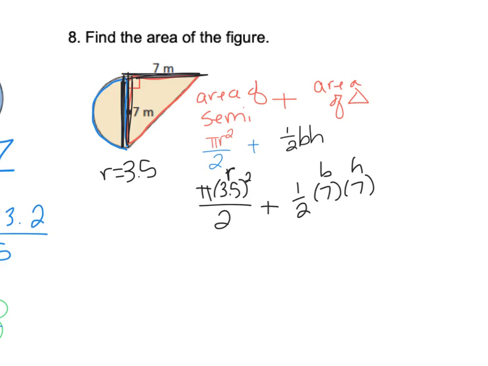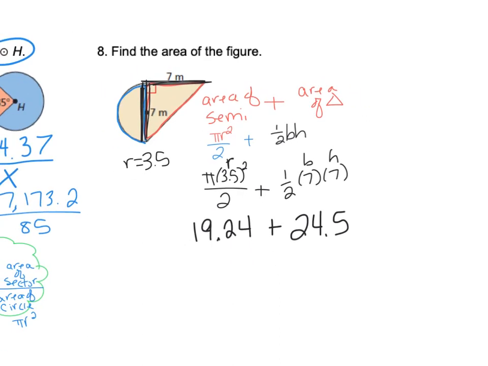Okay, so if I do this, again, it's a lot of calculator work here, which is kind of nice. If I do 3.5 squared times pi divided by 2, I get 19.24. So that's the area of the semicircle. Plus, my triangle is 7 times 7, which is 49, divided by 2 is 24.5. So when I put those together, because I basically have a semicircle and a triangle I'm putting together, I get 43.74, and the area is always squared, so it's going to be meters squared.